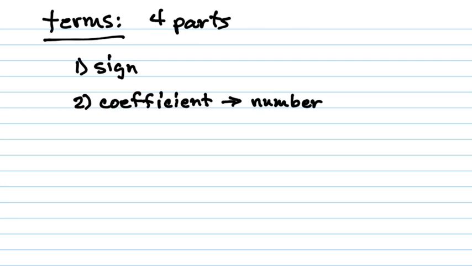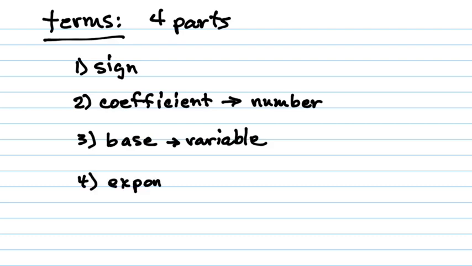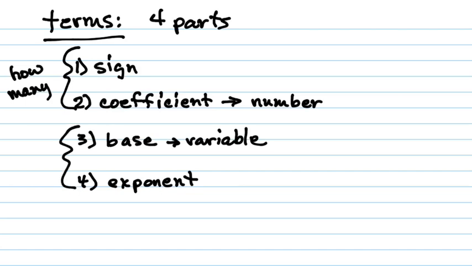Make sense? Okay. Third part? Base. And the base of a term is always its what? Variable. Now, the base of everything doesn't mean variable, but the base of a term means variable. Okay? And then finally, on every base, whether you see it or not, there is an exponent. Okay? These two are usually taken together, and they literally tell you how many of something you have. These two are taken together, and they literally name the term.